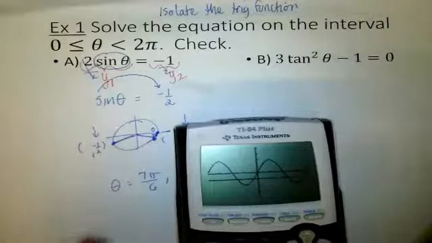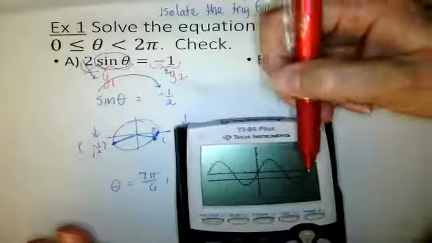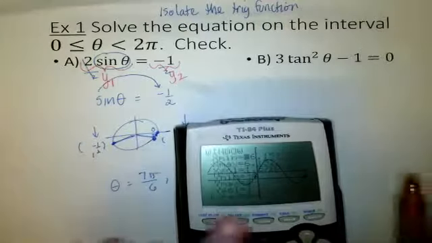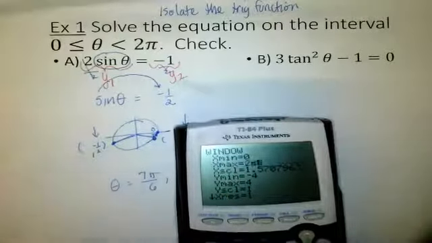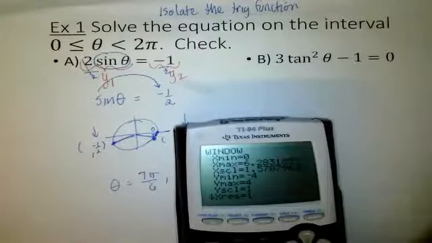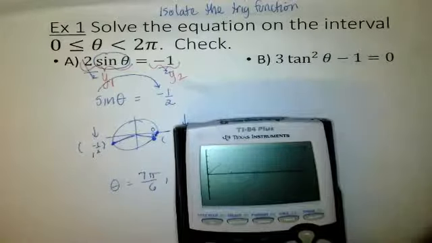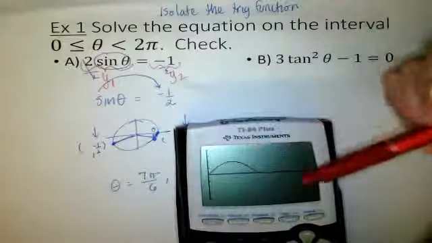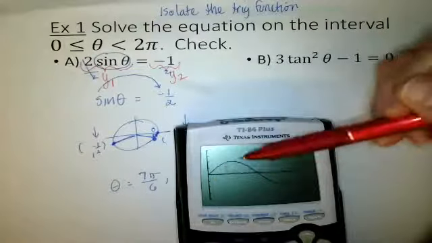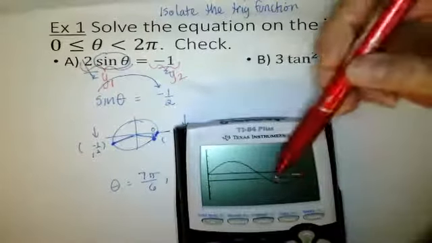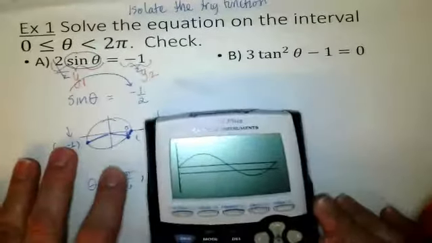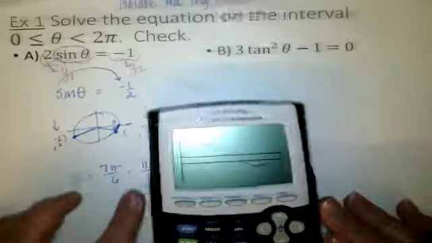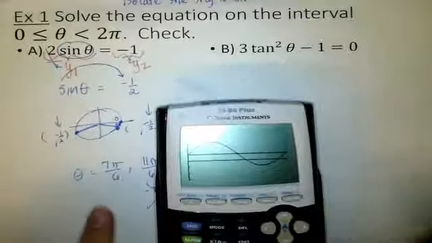We only want the solutions from 0 to 2 pi. I'm actually going to change my window so it just goes from 0 to 2 pi. So that's just one revolution of our unit circle. And so here's our 2 sine of theta. So middle, high, middle, low, middle. And there are the 2 intersection points. Okay, so now I can check.